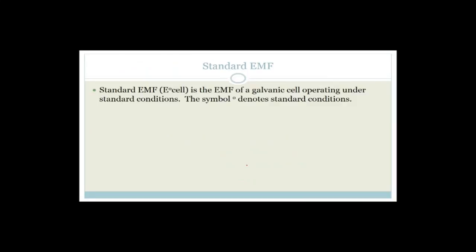Okay, so let's talk about standard EMF. The standard EMF is called E theta, and the E theta of the cell is the EMF of the galvanic cell operating under standard conditions. So that theta denotes standard conditions. And the standard conditions are that the temperature has to be 298 Kelvin, the pressure is 1 atmosphere, and the concentration is 1 mole per decimeter cubed.